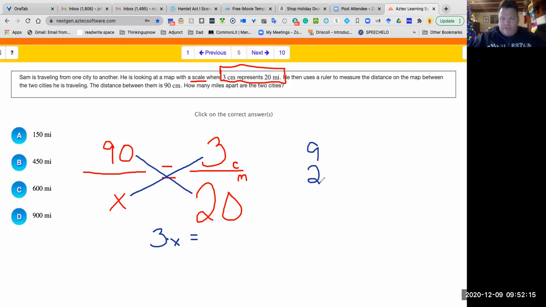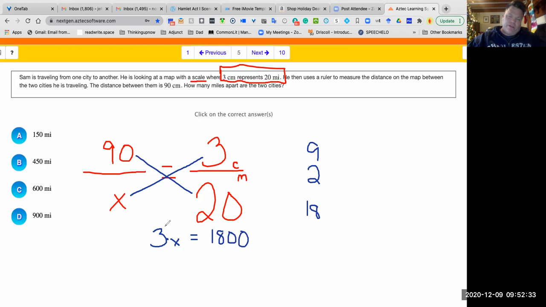Well, 9 times 2 is 18. And then we add the zeros that are left over. 1, 2. So that's 1,800. That's 2 steps down. Third step is we want to get this x all by itself.